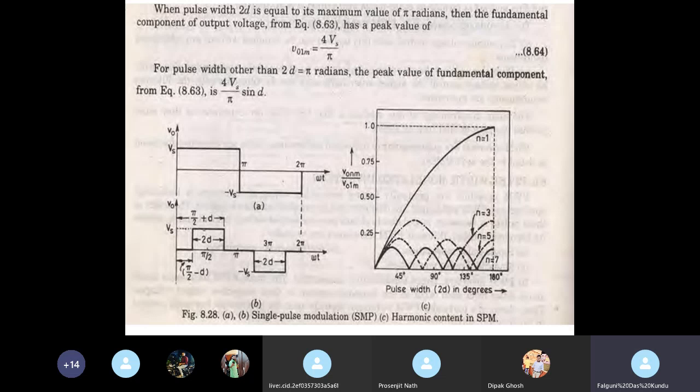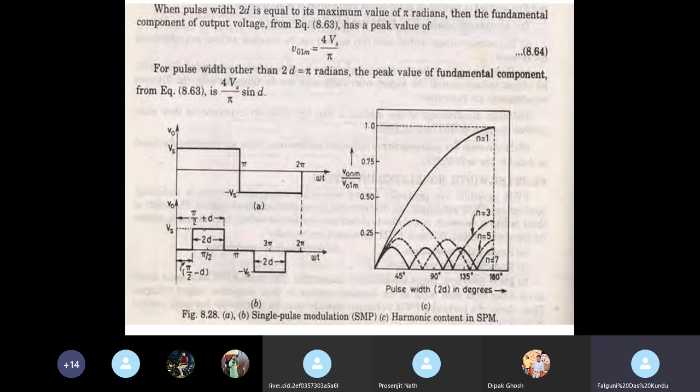The output voltage from the single pulse full bridge inverter is shown here. Okay, so when this waveform is modulated, what happens? The output voltage is of the form shown by this figure. It consists of a pulse of width 2D located symmetrically about pi by 2 and another pulse located symmetrically about 3 pi by 2.